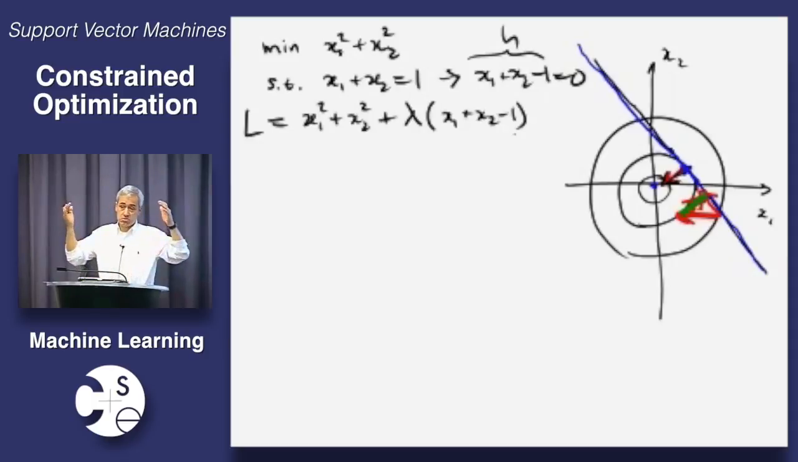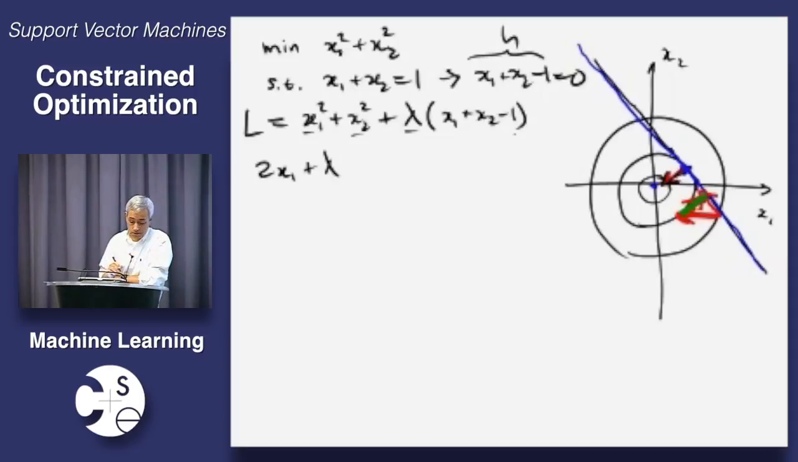And now we can just do unconstrained optimization. But remember, now I have three variables that I'm dealing with, so I need to find the zero of the gradient with respect to all three of them. So what's the derivative of L with respect to x1? 2x1 plus lambda. You agree? The 2 comes from the quadratic term, but now there's the lambda. That's why this is going to be different.